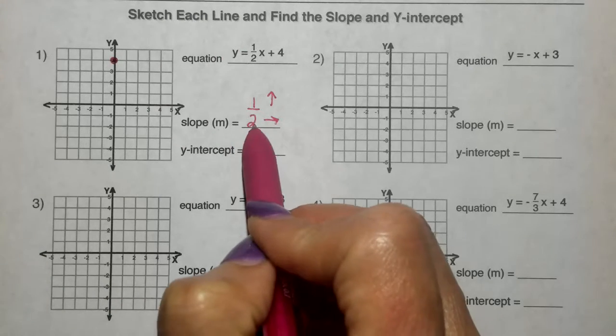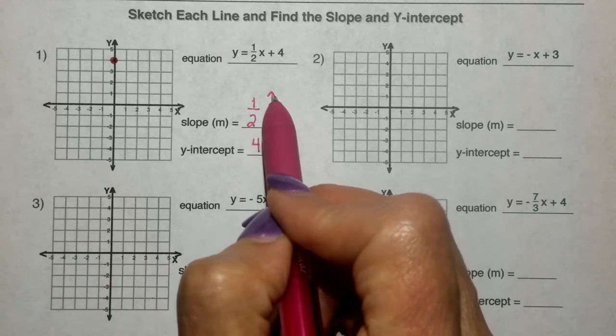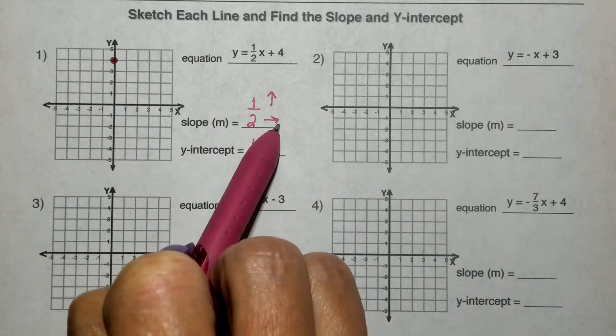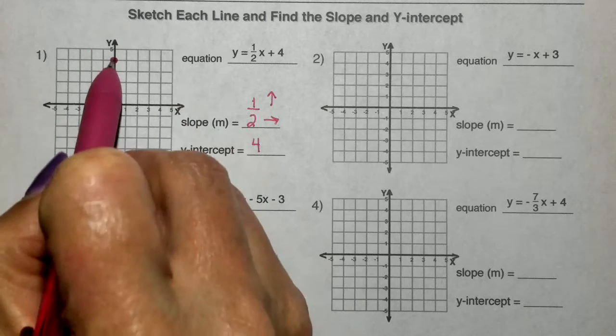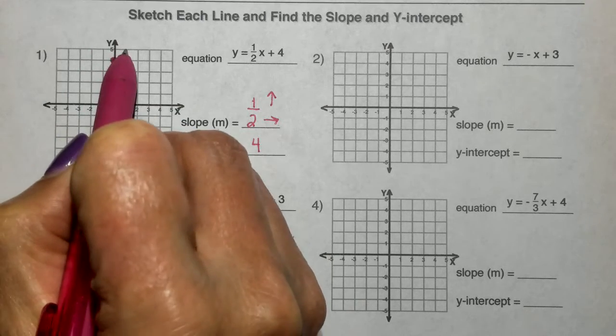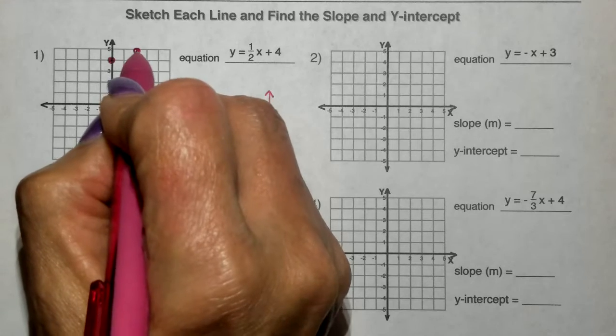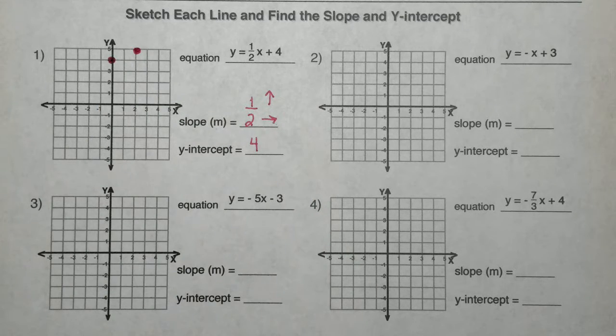Now, our slope, we're going to rise one block up, and then we're going to run 2 blocks to the right because it's positive 1, positive 2. So we're going to rise 1, run 2. And when we do that, we're going to put a dot right there. Now, we only need 2 dots to make a line. If you can fit 3 on your graph, then by all means do so. But if you cannot, then 2 is all you need.